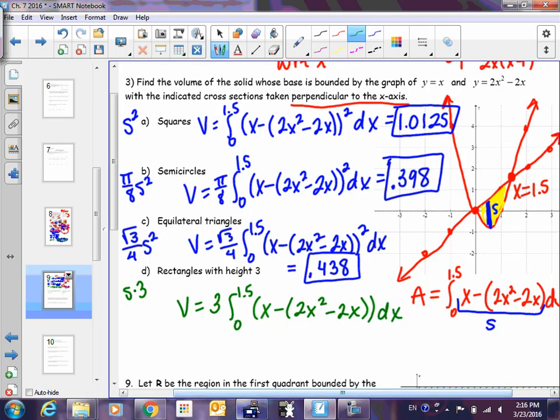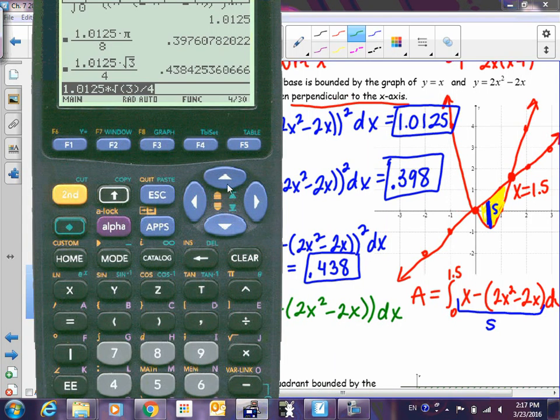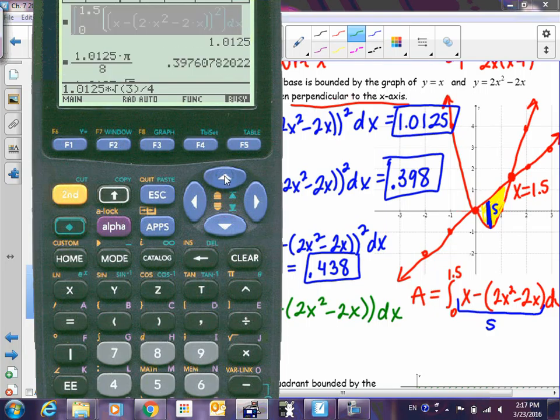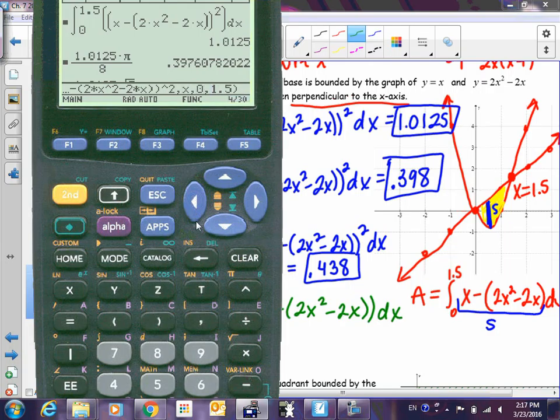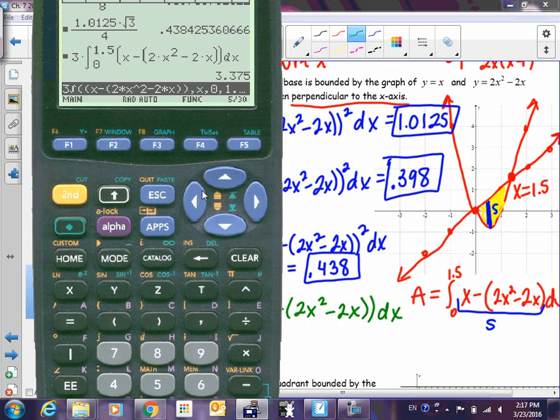So if you were typing this in, again, you could type this in from beginning to end. Or what you could do, I'm going to go back up and grab this. And what do I not want in this? I don't want the squared, so just delete that part out. And then you could go into the very front and put a 3 in, or you could just do the answer and then multiply that by 3. It's up to you. But there you get your answer, 3.375.